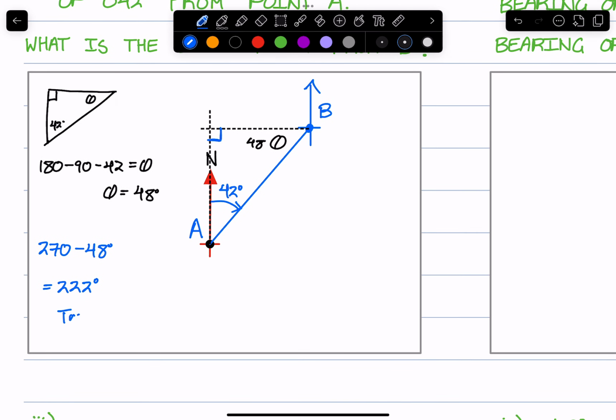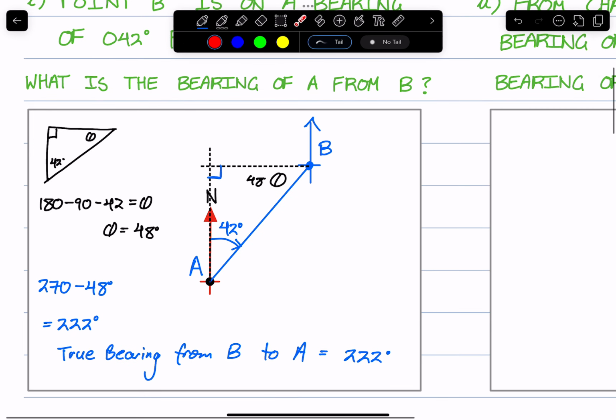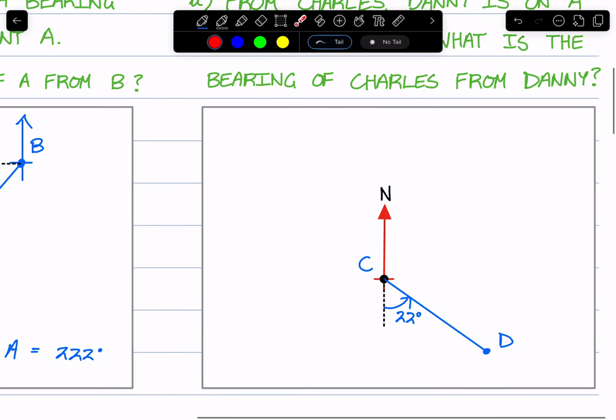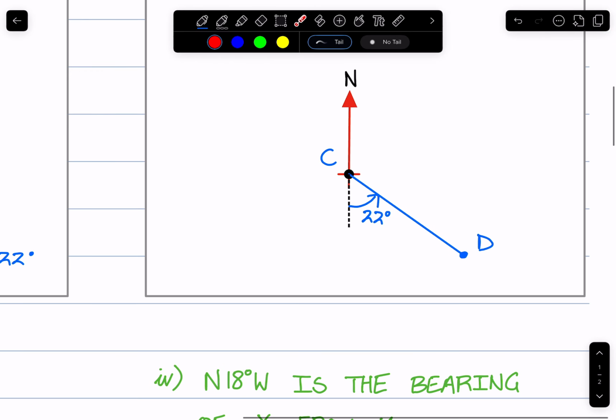So true bearing from B to A is equal to 222 degrees. So this is one way you can solve this problem, is you complete a 90-degree triangle or a right angle triangle in order to find the missing required angles and do some further geometry. Now, another way we can do it, I'll demonstrate it here.